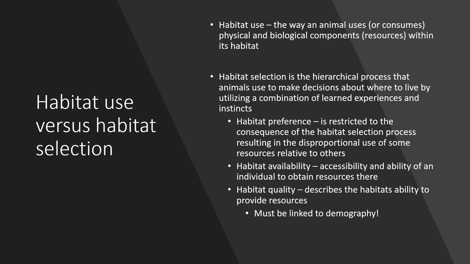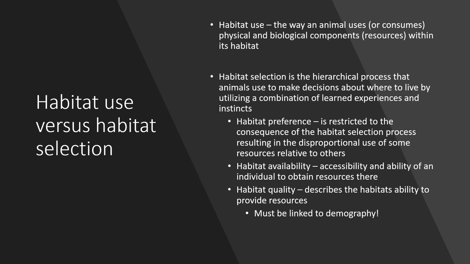All right, let's talk about a couple of terms that we use interchangeably sometimes, but they don't technically overlap perfectly. So the difference between habitat use and habitat selection is pretty important, and it's not necessarily intuitive that they're different. Habitat use is simply the way that the animal is using or consuming the resources in its habitat. Habitat selection is this process where the animal takes knowledge that it gains from using its habitat and then makes decisions from that learned experience on how to better utilize it in the future. So it's a process that's evolving over time as the animal learns more about what's going on in its environment.